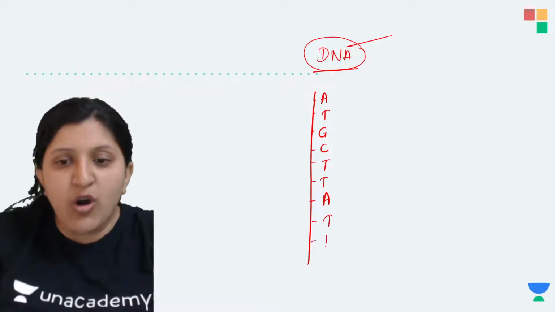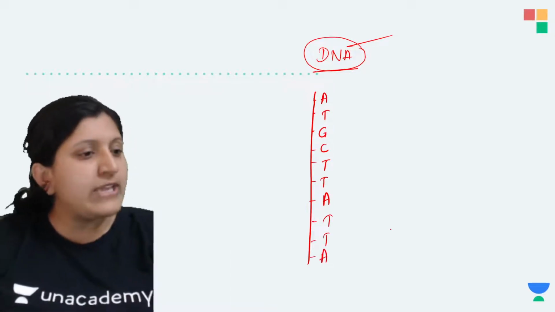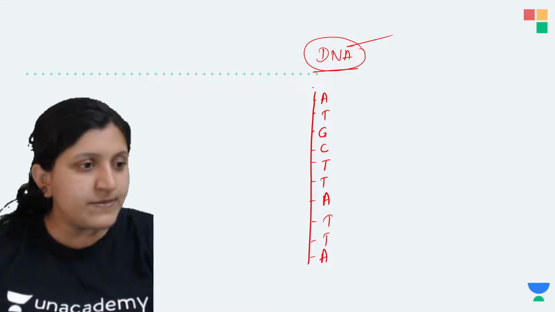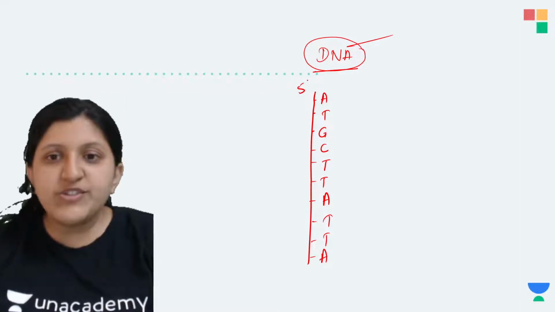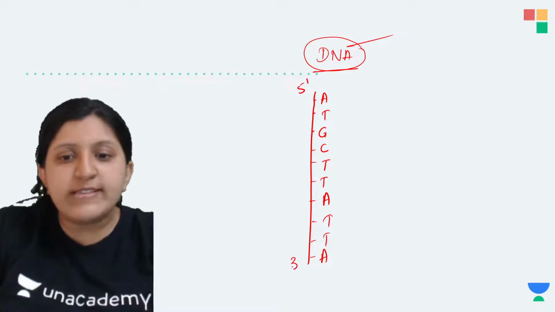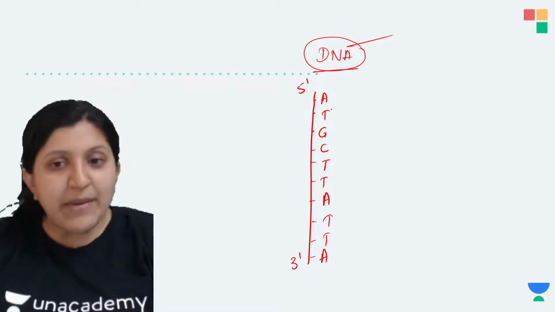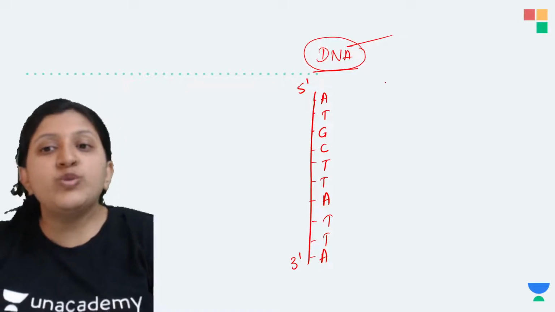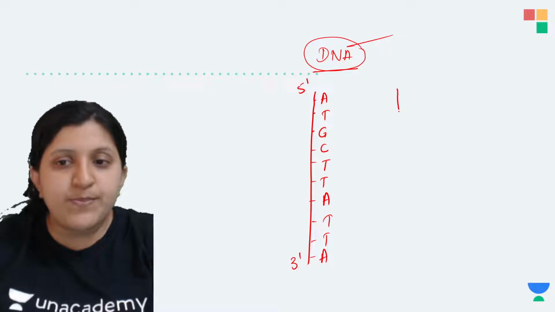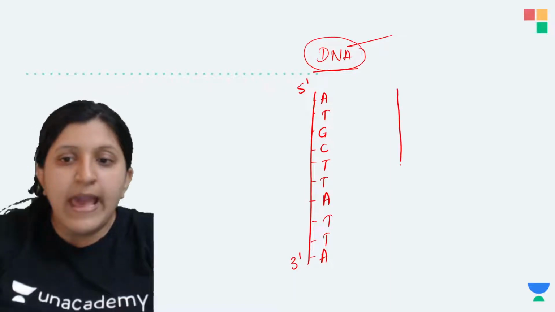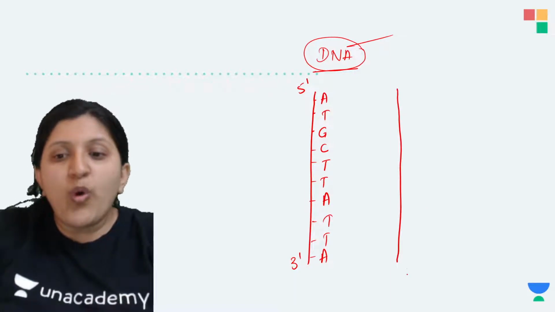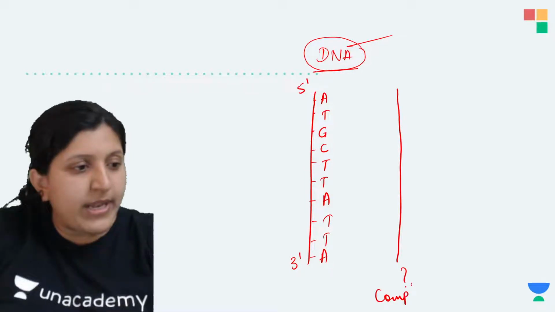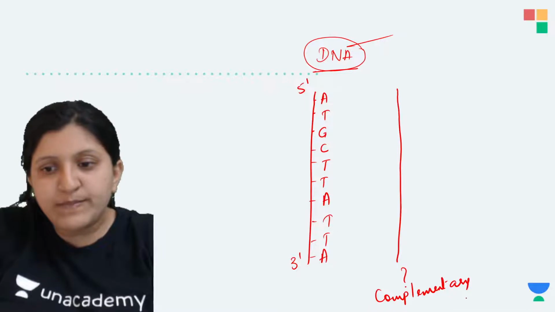So we will draw one more here. Now this is a DNA strand. Is this clear, Gurneet? So this is the 5 prime direction, and this is the 3 prime direction. So now you need to know the complementary base pairing in the other strand. So what is that complementary base pairing? Anybody knows what the complementary base pairing is for this one?